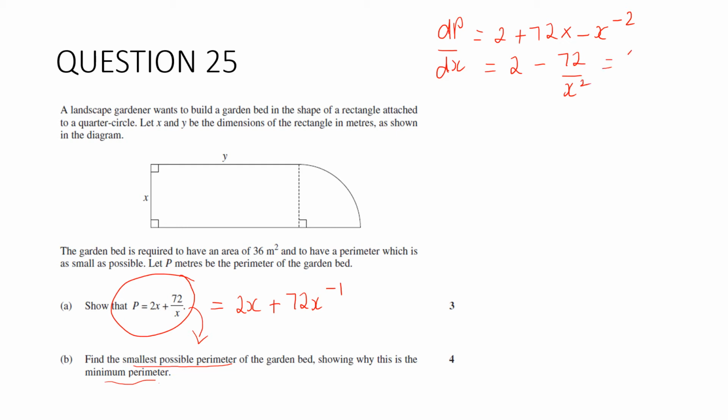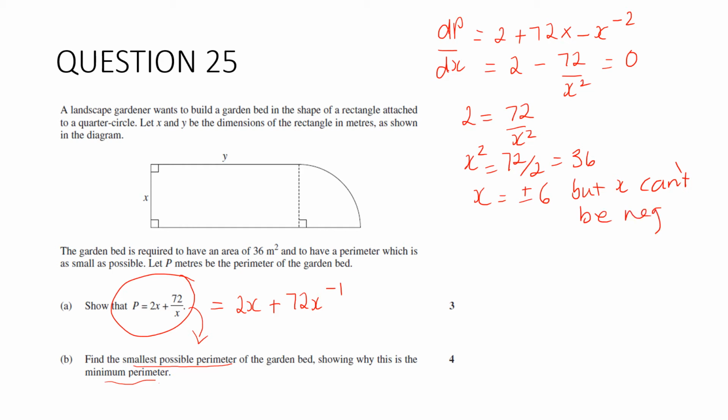And with max-min questions, I want that to be equal to 0. So 2 is equal to 72 on x squared. x squared is equal to 72 on 2, which is 36. x is going to be equal to plus or minus 6, but x can't be negative. Therefore, x is equal to 6.